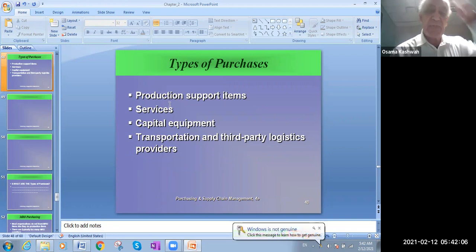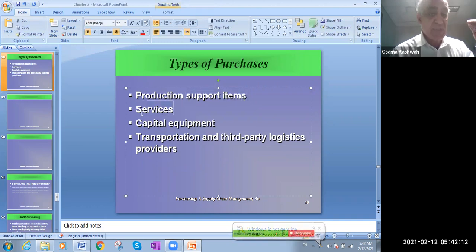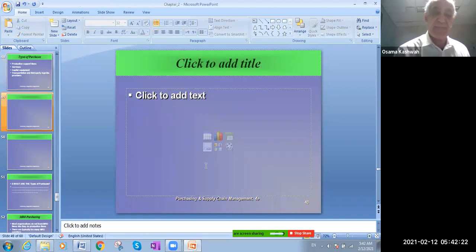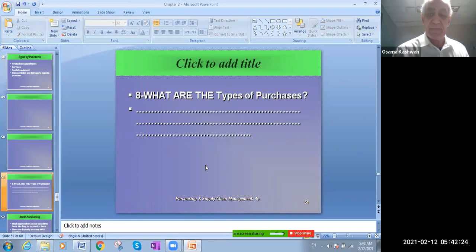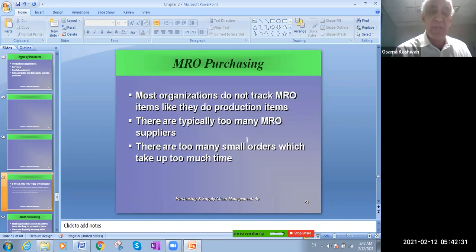So the types of purchases: production support items, services, also we sell sometimes, we buy services or we sell services, capital equipment, transportation and third-party logistics providers. Here we have a question, what are the types of purchases? It depends on what we mentioned before.